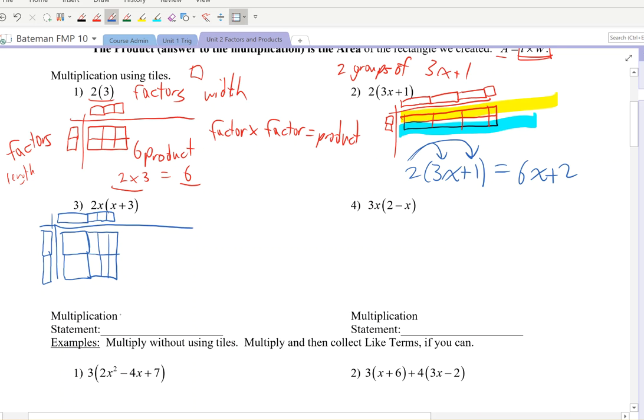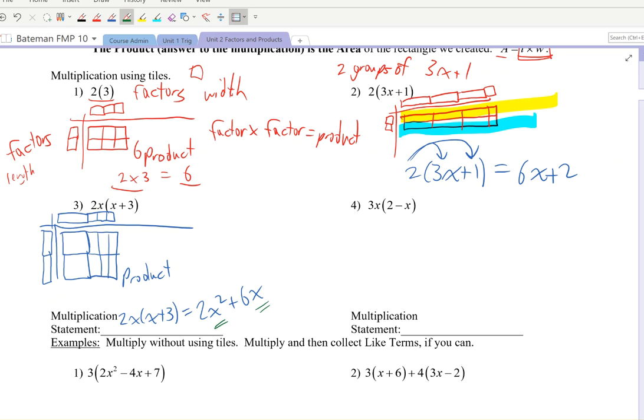So your multiplication statement would be 2x times x plus 3 equals your product. Your product is always the rectangle that's formed. Your product is 2x squared, those are the big squares, plus 6x. And so what happens when you're multiplying your letters is you get new shapes being formed. You have x squareds being formed and a lot more x's being formed. So let's practice one more time here.